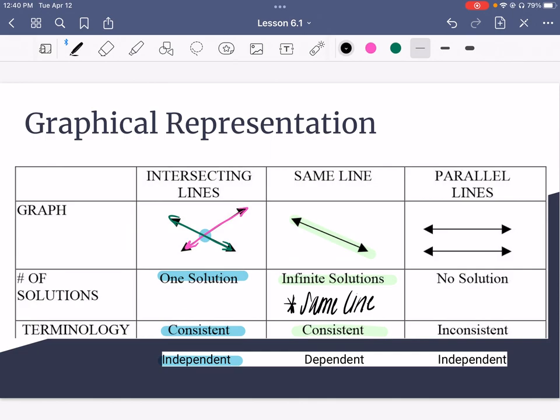Now, when it comes to independent versus dependent, again, this should make some logical sense. If it's the exact same line graphed on top of itself, we don't have two independent functions. We don't have two independent lines. So this is dependent. Okay, and then in our last example here, we have parallel lines. Whenever you have parallel lines, they have the same slope. And if you have the same slope, then they are never going to intersect, which gives us no solution. Okay, so this is inconsistent because there is no solution. And when we think about the fact that we have two separate lines, they are independent of one another.